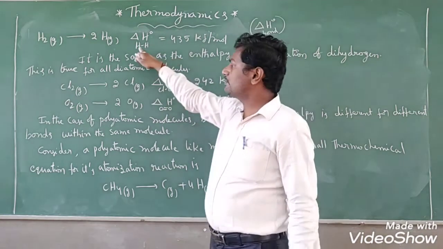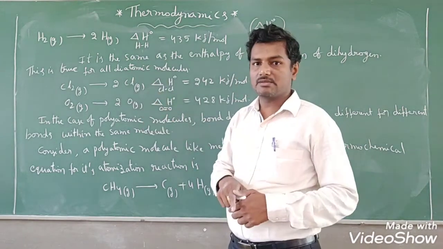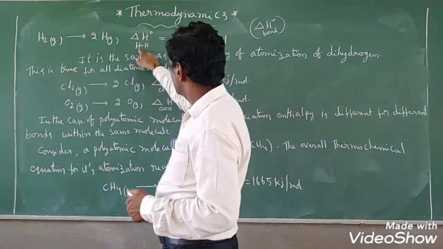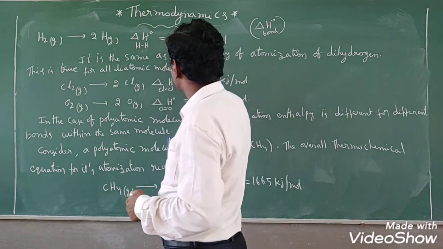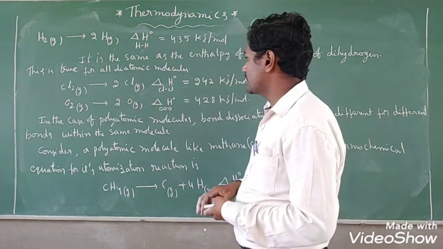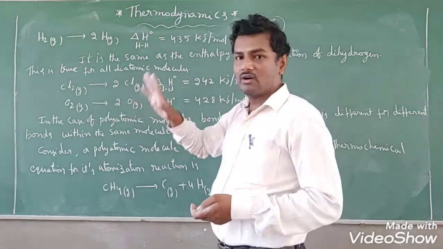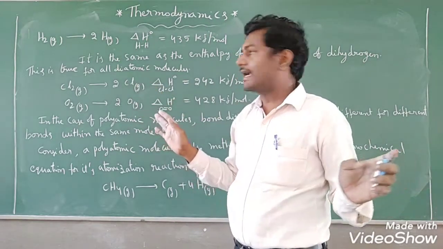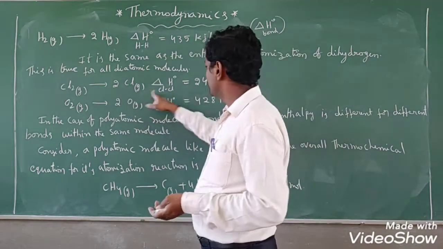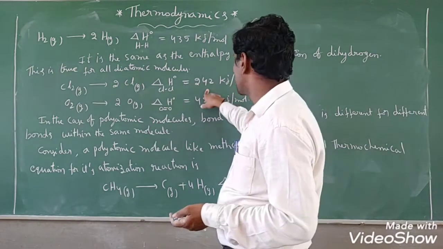But it is very simple. Instead of writing bond, you can also write atoms. Very clear information we have written, right? So breaking this bond, how much energy is required? 435 kilojoule per mole of energy is required, students. So it is the same as the enthalpy of atomization of dihydrogen, because this is true for all diatomic molecules. Not only this, take the example of Cl2. For Cl2, 242 kilojoule per mole of energy is required.